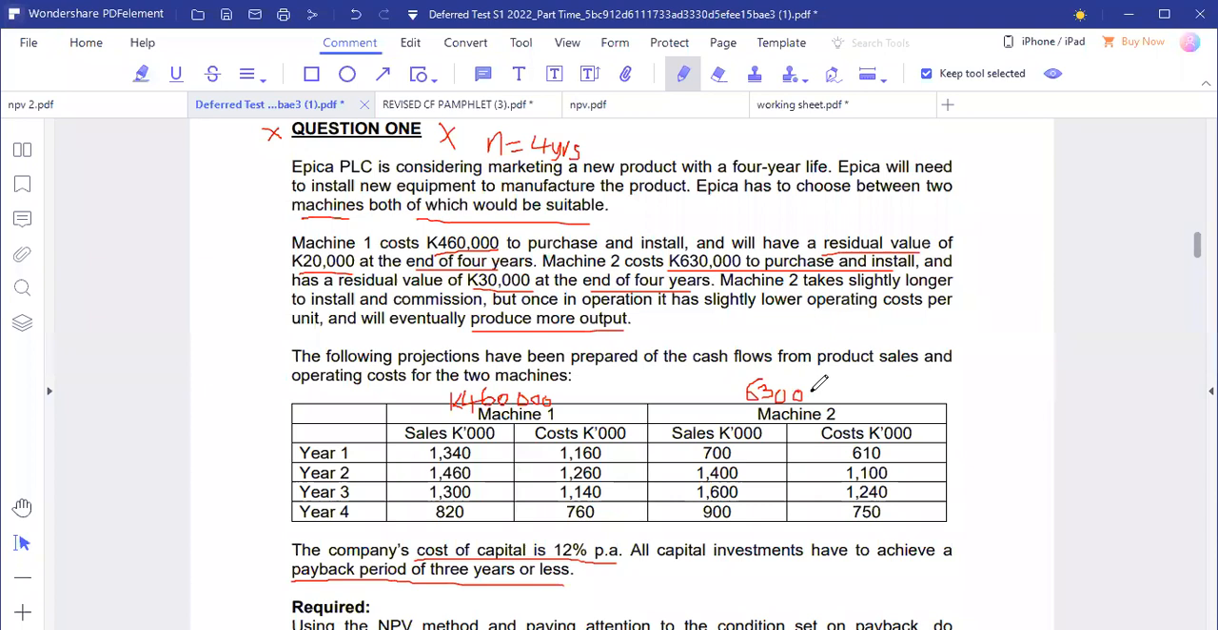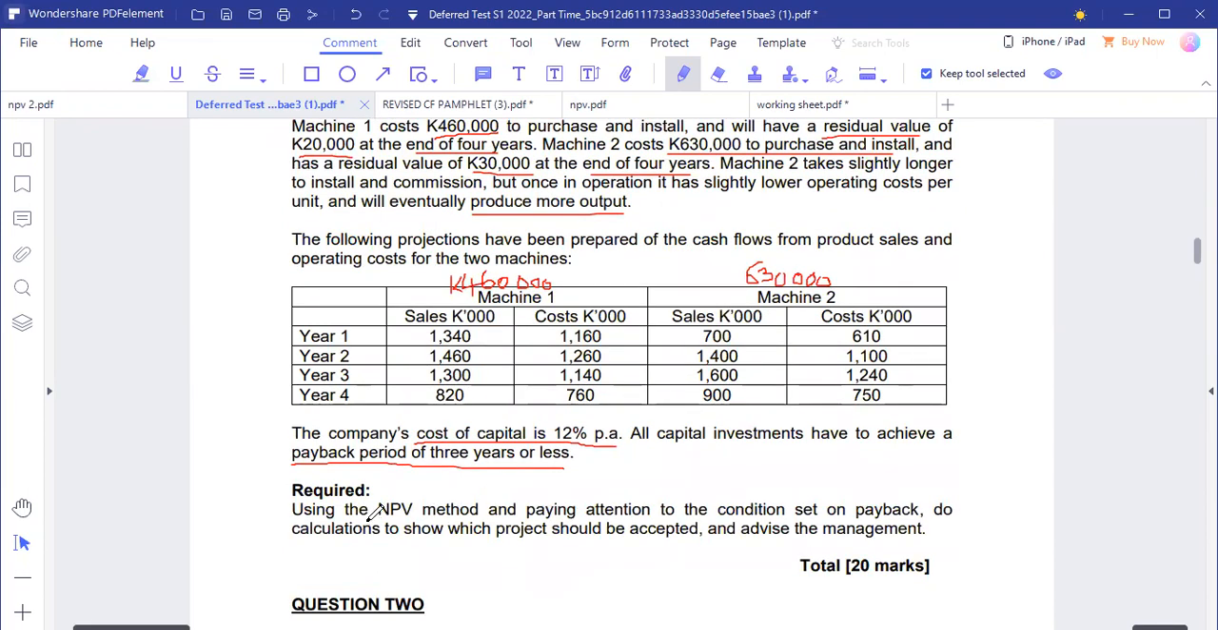Okay, so now let us look at the project viability. Is it worthwhile for us to go ahead and make an investment in this project, or in which machine can we invest? All right, so now using the NPV method and paying attention to the condition set on the payback, do the calculations to show which project should be accepted and advise the management. All right, so this is the question, 20 marks.